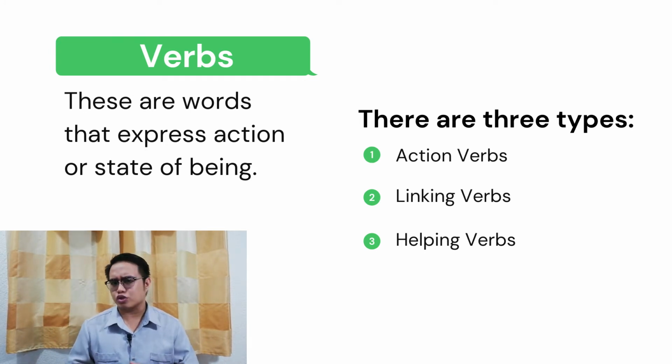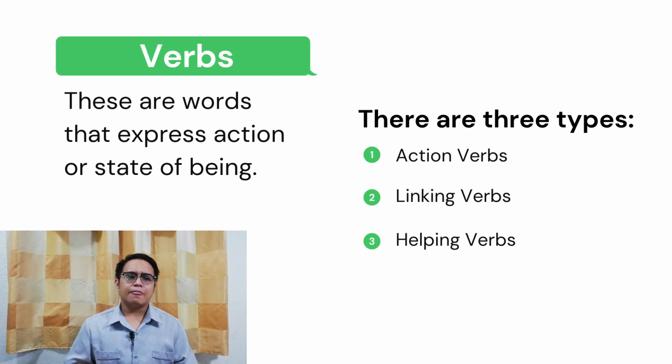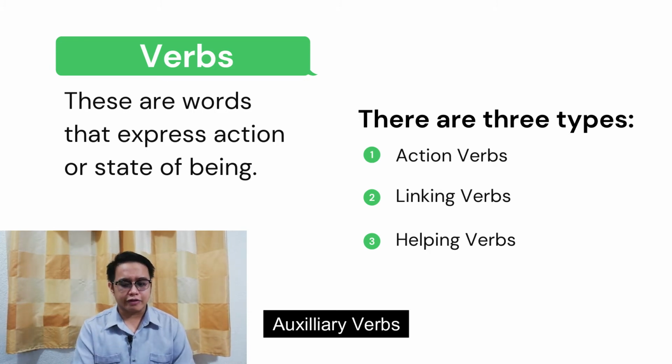It expresses actions, of course. For example, eating, drinking, dancing, cooking, singing, kayaking, unsa pa man, playing, shooting. Those are the verbs. They express actions. Magpakita sila og actions, and there are 3 types of verbs. We have the action verbs, the linking verbs, and the helping verbs. So action, linking, og helping. Or another word for helping is auxiliary verbs.